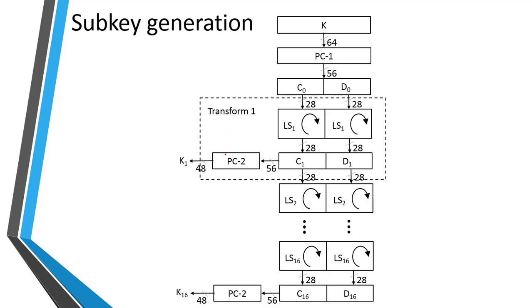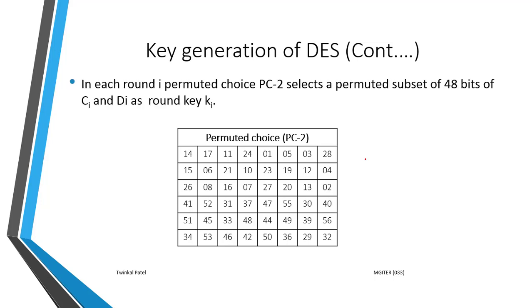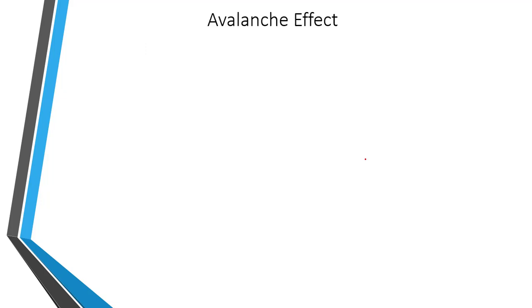Now we are going to discuss the permuted choice 2 operation, which converts the 56-bit key into 48 bits. So this is the permuted choice 2 operation, which converts 56 bits into 48 bits. It selects a subset of the bits to convert the 56 bits into 48 bits.